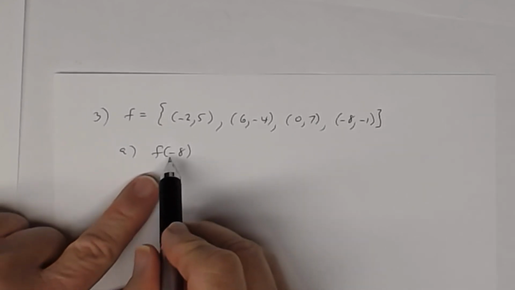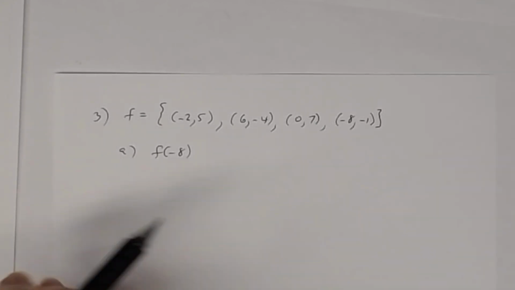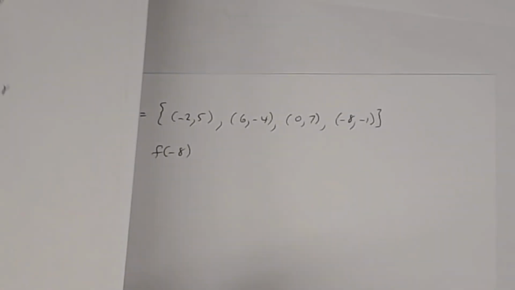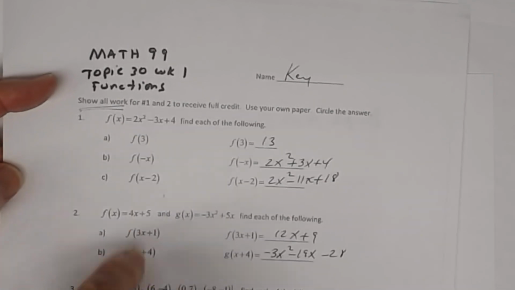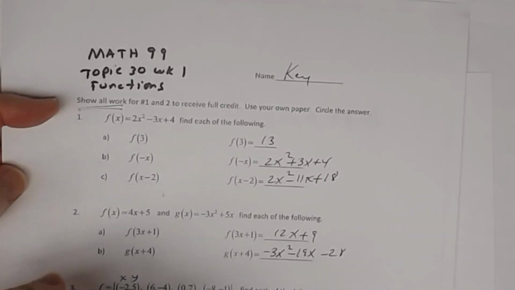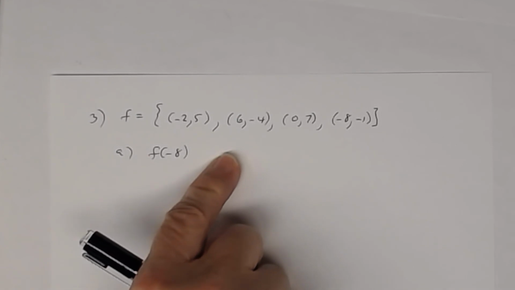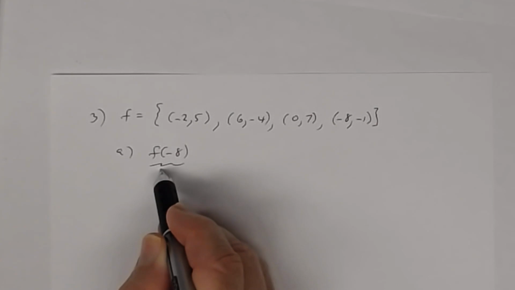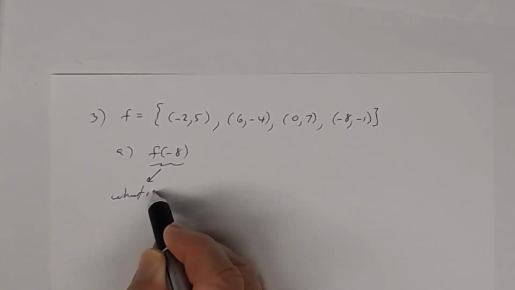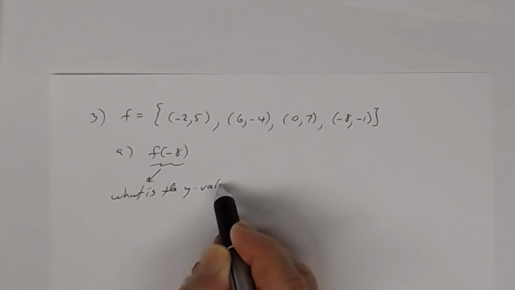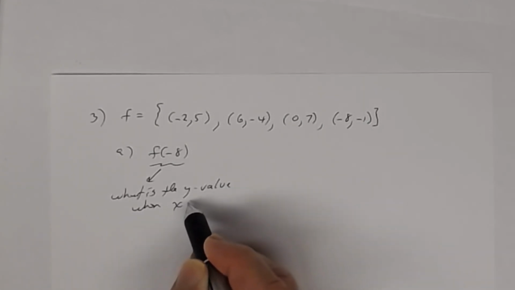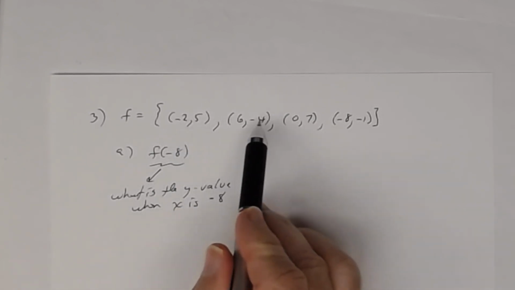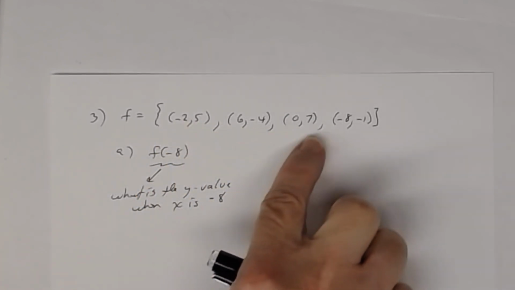All right, so remember what that means. In 1 and 2, it's pretty easy to find f of, in this case, -8, because wherever you saw the variable x, you substituted, in this case, 3, right? But here, you don't see that kind of situation. You're given a finite set of ordered pairs. So you got to think about what this means. What is the y value when x is -8? That's what that means.